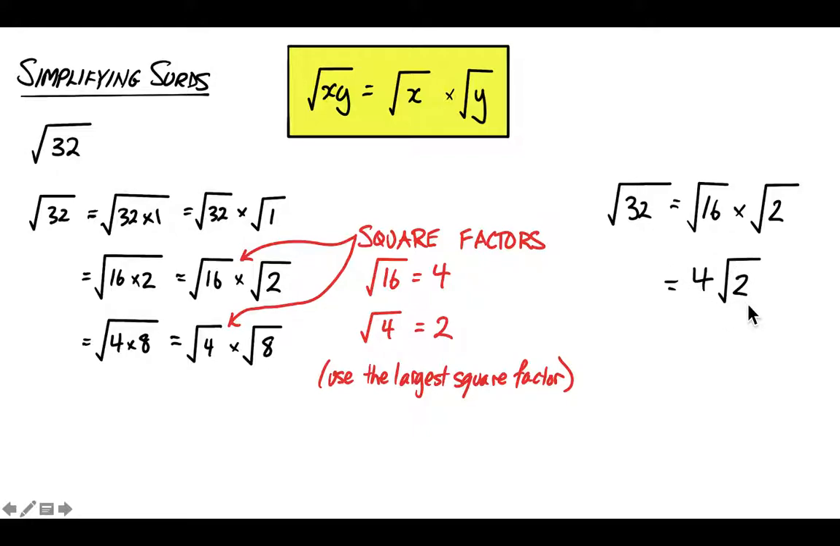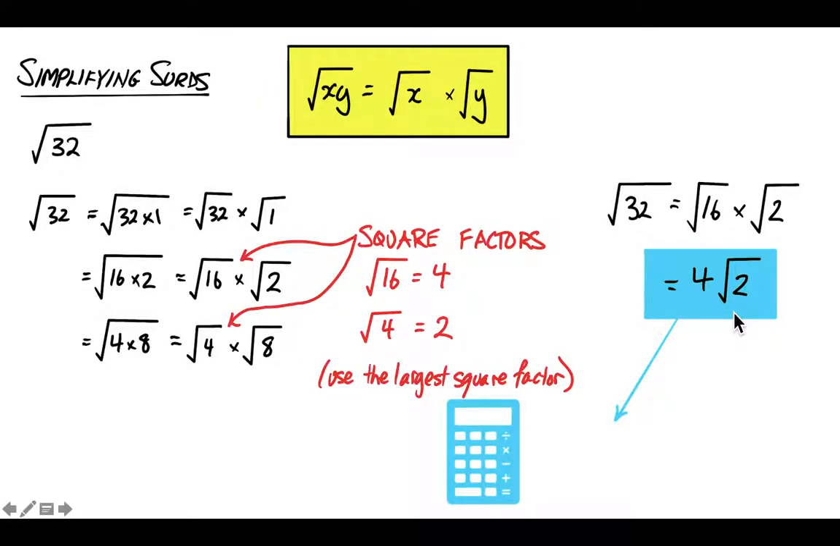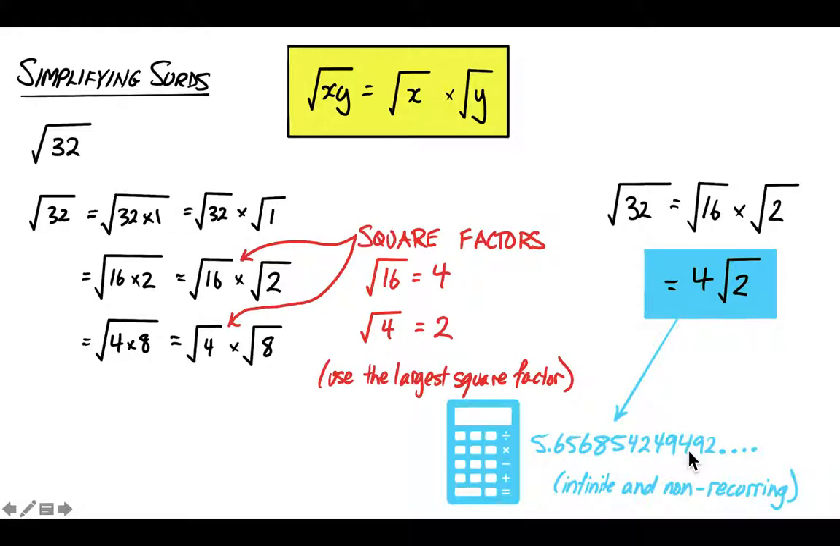And root 2 is a surd. I can't simplify that anymore. If I was to take 4 root 2 and put it into my calculator, I would get a decimal that is infinite and non-recurring, which was the definition we used in the previous video for an irrational number.